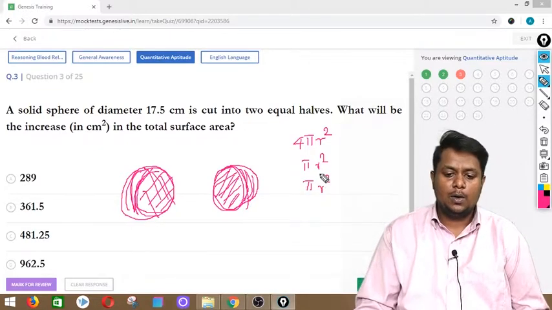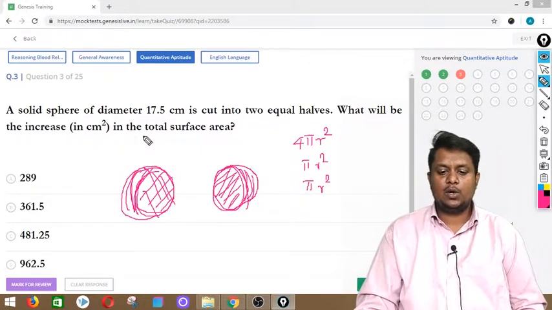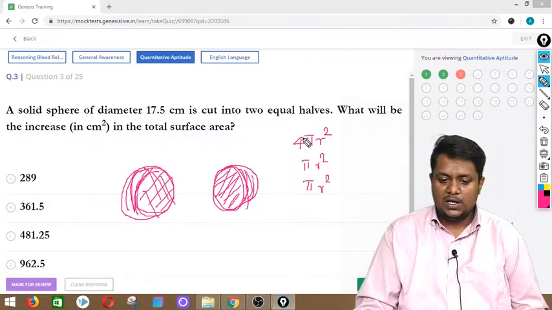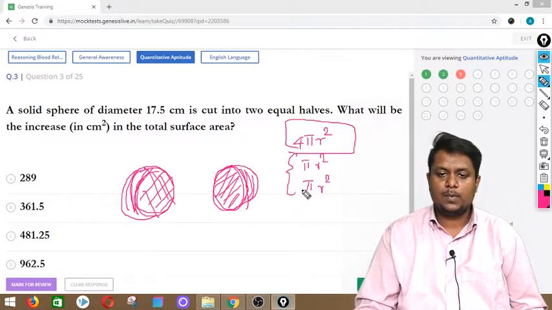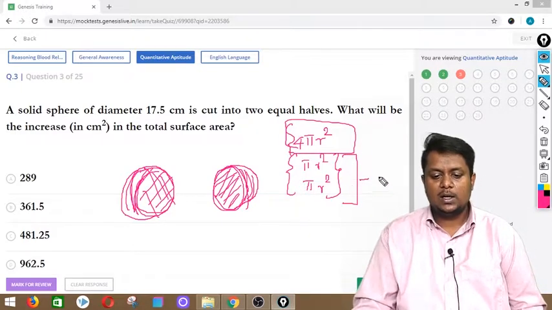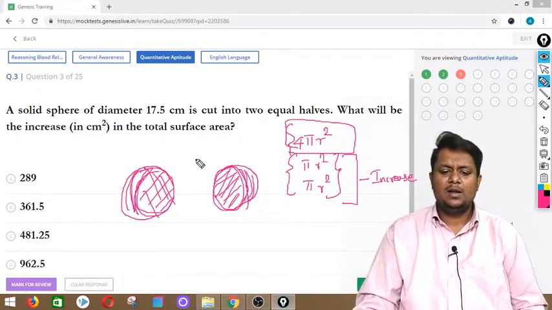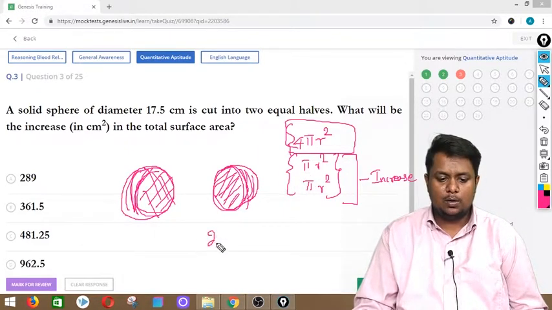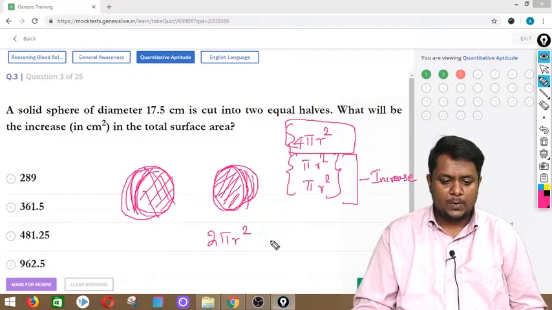Okay. Now what will be the increase in centimeter square in the total surface area? Initially we had only this, now we have this. This is the increase, right? Totally we have this much, and this part alone is the increase in area. So we have to find out only this particular value, 2 pi r square. 2 times pi r square occurs, so 2 pi r square.